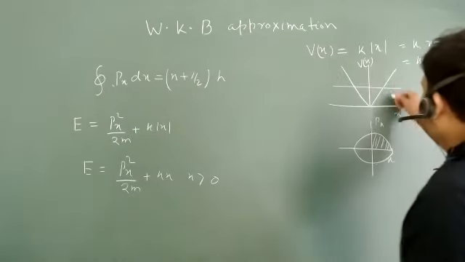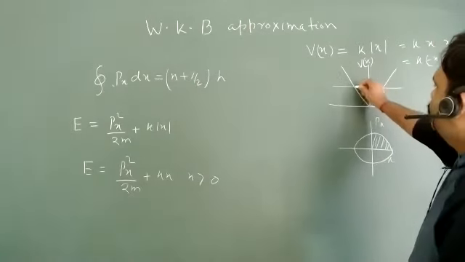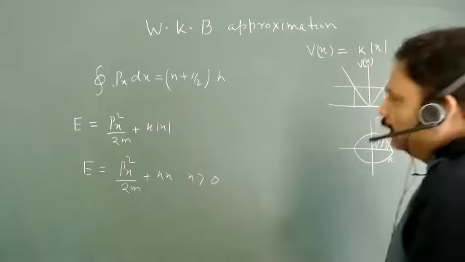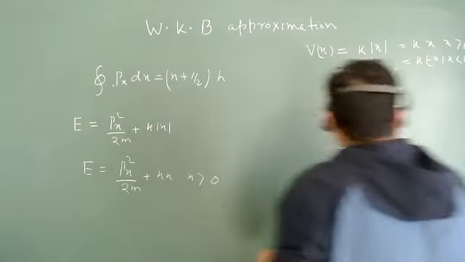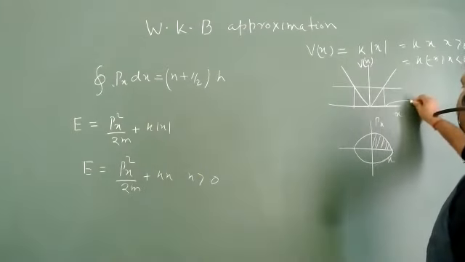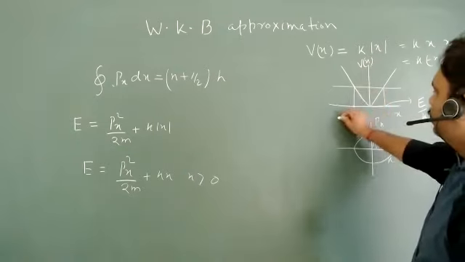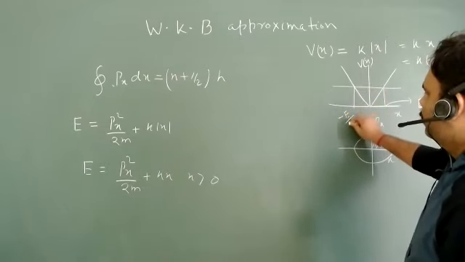What will be this value? This value is the point where momentum goes to 0, and this is identified as the turning point. So if momentum is 0, then this value is nothing but E upon k, and this value is nothing but minus E upon k.